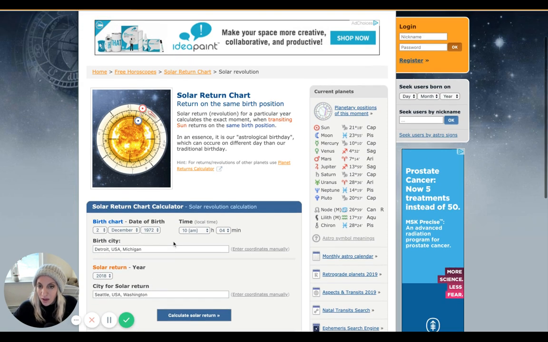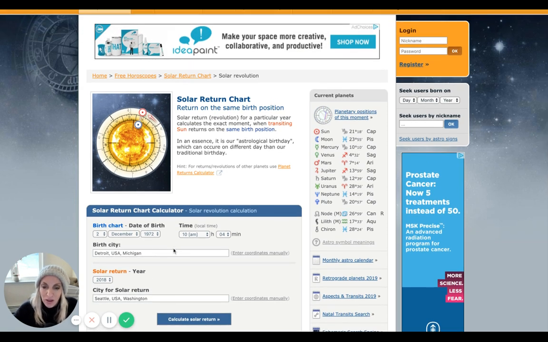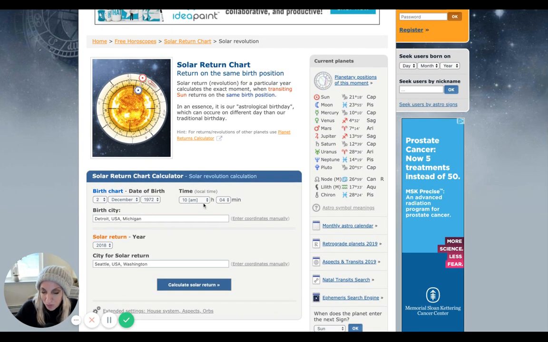So I'm going to show you how I did this because I got two totally different charts for New York and Seattle. In New York, I would have had an Aries rising, and the rising sign, it's like the set point for you. So I would have probably had a really intense, active year, not a lot of breaks, that kind of thing. And then Seattle, I got a different chart. So let me show you.